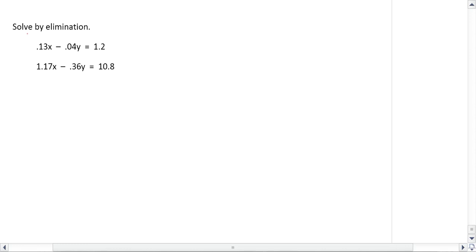We're asked to solve this by elimination, and we notice that we have a bunch of decimals. Now you are welcome to work with the decimals, but you also can use that skill where you could multiply through by 10 or 100 or 1,000, whatever is needed, and you can get rid of the decimals. So in this first one, we have 2 digits after the decimal. So I'm just going to demonstrate this to you. If we multiply through by 100, we would end up with 13x minus 4y equals 120.